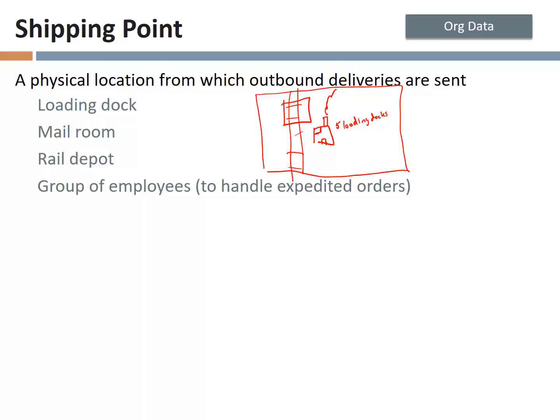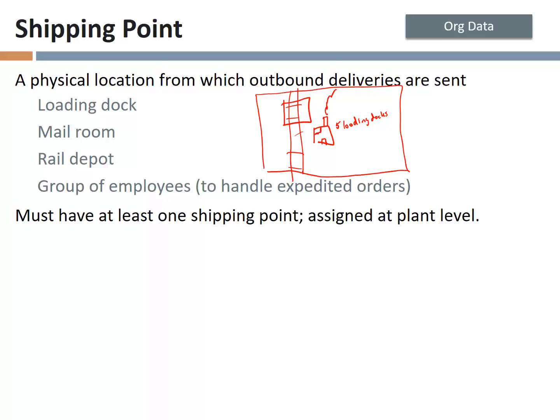So the shipping point is the actual place where things go to actually leave our possession. Now, we have to have at least one shipping point. We can have many, and these shipping points are assigned to a given plant.